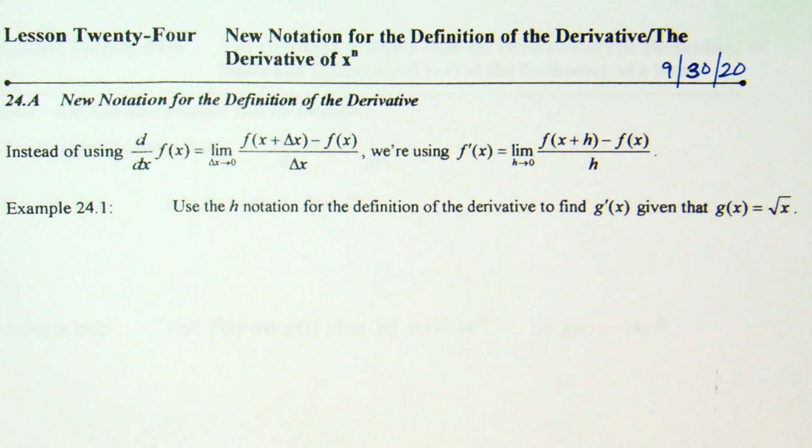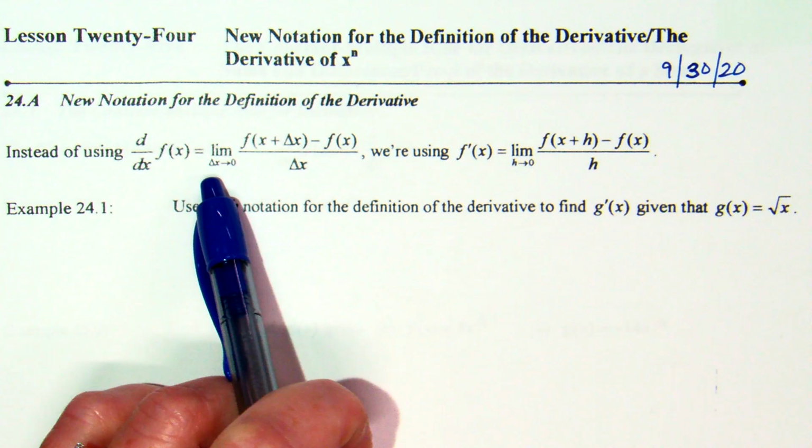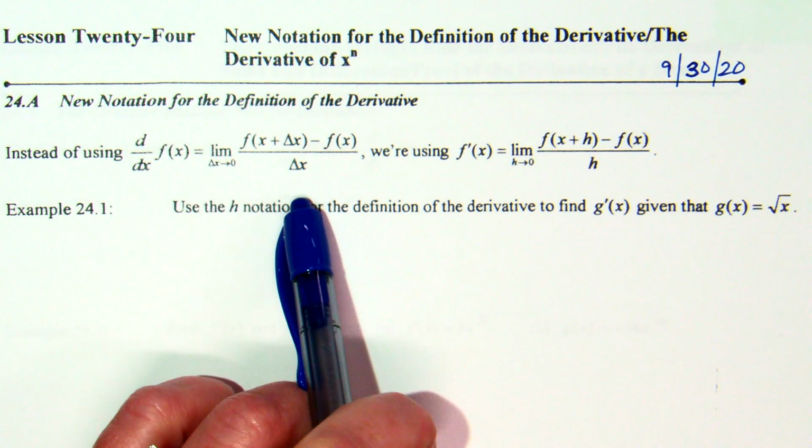Lesson 24. Let's talk about some derivatives. We first learned the definition of derivative a week or so ago. It was the limit as delta x approaches 0 of f of x plus delta x minus f of x all over delta x. That's the one we've been using officially.